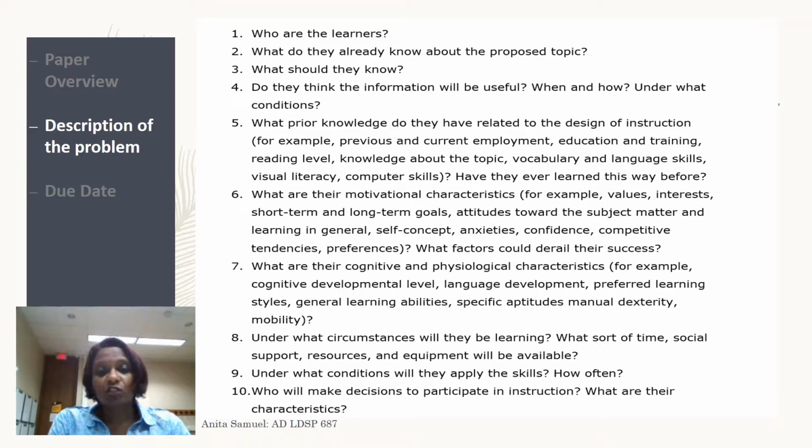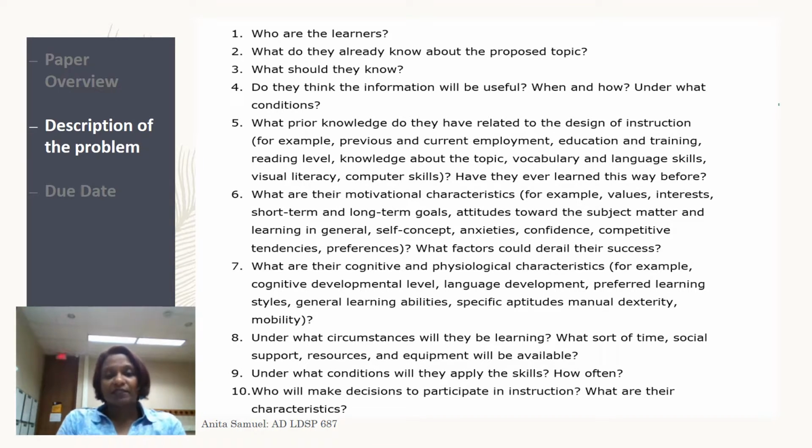Cognitive and physiological characteristics, language development, learning styles, learning ability, manual dexterity, if your training program has to do with something with manual dexterity, mobility, all has to do with what is the training program you're thinking about and what is my audience and how am I going to bring these things together.